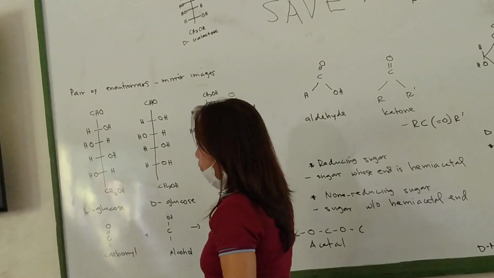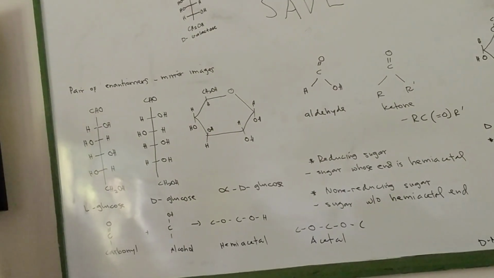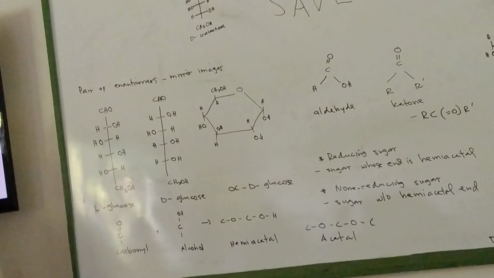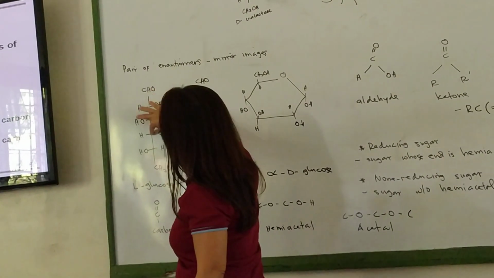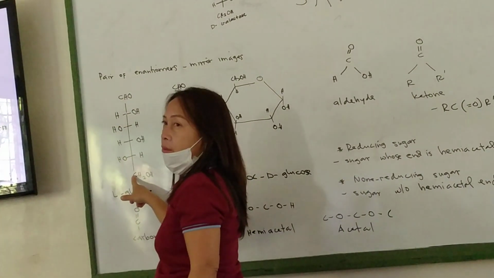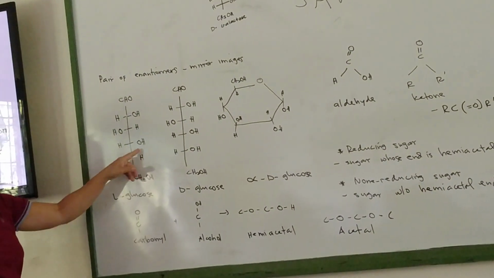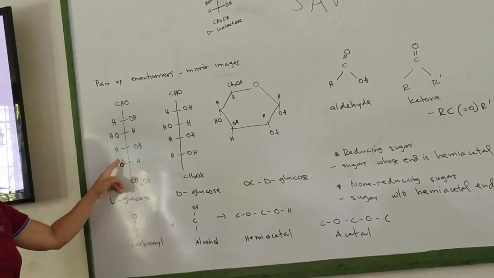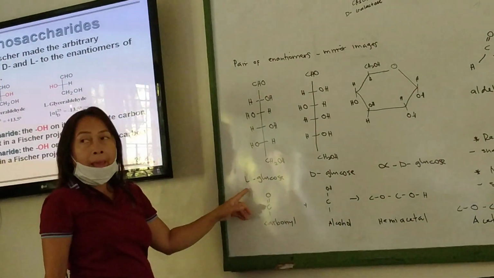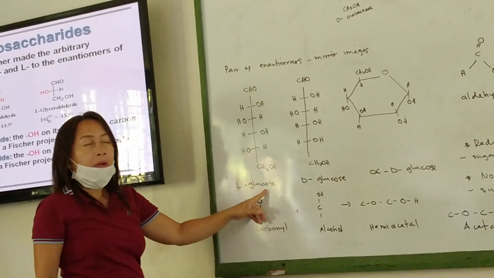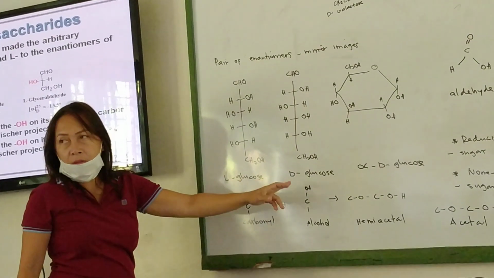That is in the Fischer projection. If the OH is on the left, it is L; on the right, it is D. So again, we count the first, second, third, fourth, fifth, and sixth carbon. You look at the fifth carbon and the location of the OH. If it's found on the left, then it's described as an L-monosaccharide. And if it is on the right, it's a D-monosaccharide.